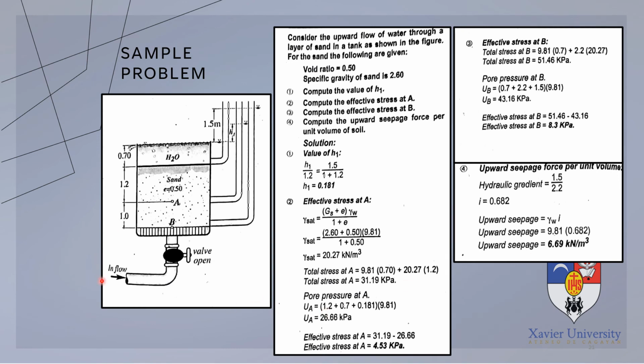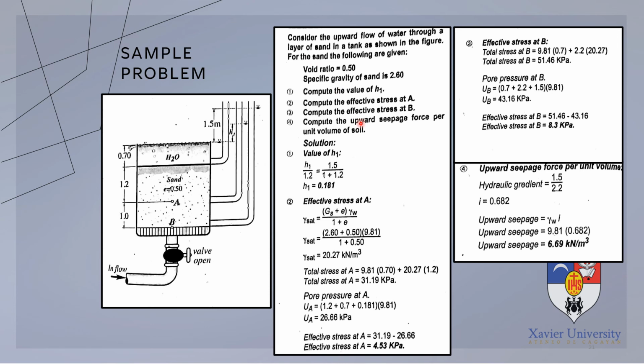So next problem, we have a soil profile with an upward seepage. In the illustration, you cannot tell it is upward seepage unless you know the flow of the water. Since in the illustration we have the inflow of the water, the water will seep through our soil profile in an upward direction. So we have here to solve for the effective stress of a saturated soil with an upward seepage.